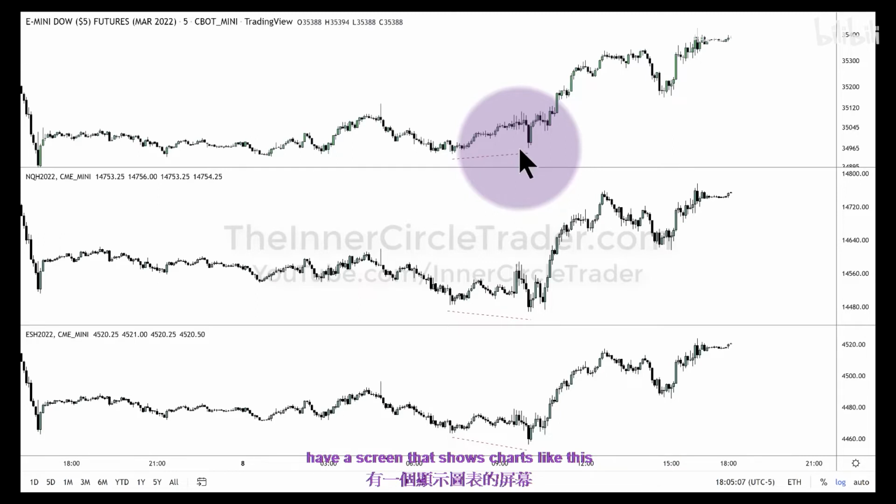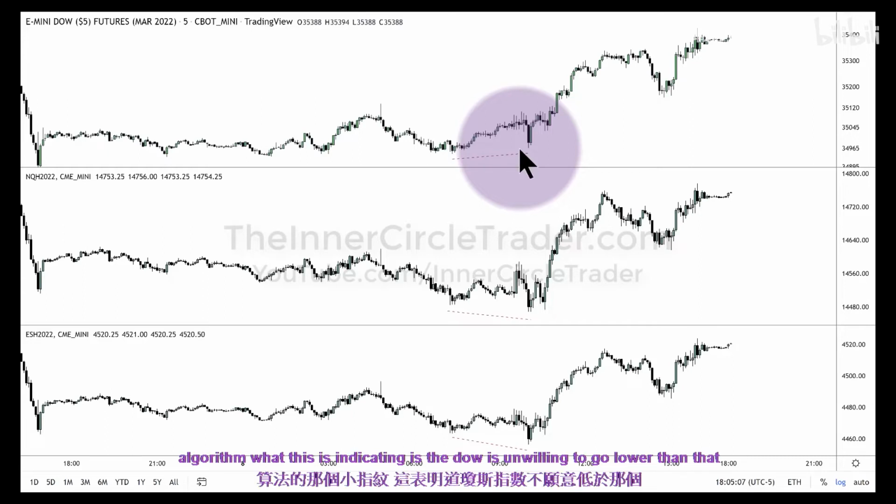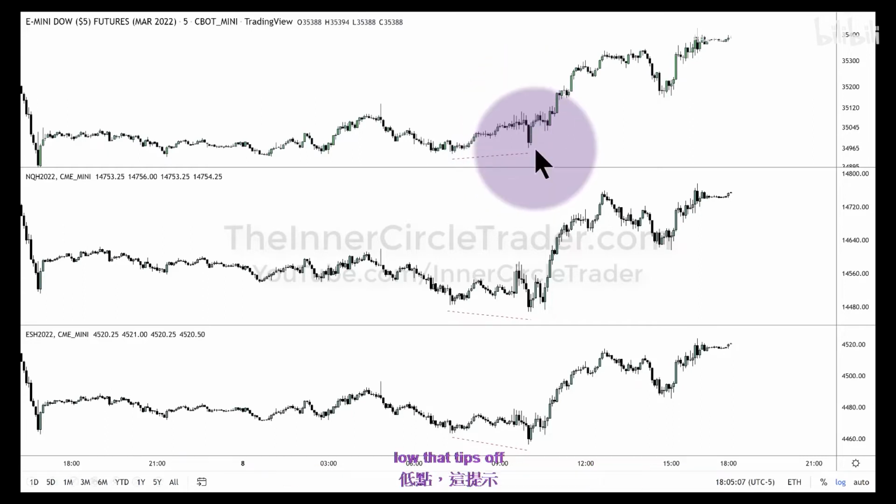I have a screen that shows charts like this. So I'm looking at the relationship of all three averages stacked over top of one another. And if I'm looking at a period of time and an area in price action that maybe is going under accumulation for long positions, this is what I'm looking for. I'm looking for that little fingerprint of the algorithm. What this is indicating is the Dow is unwilling to go lower than that low.